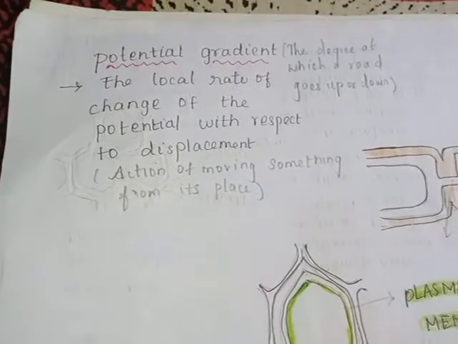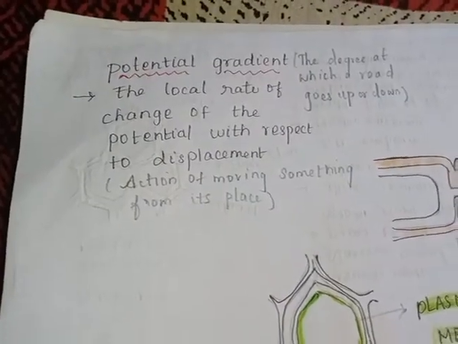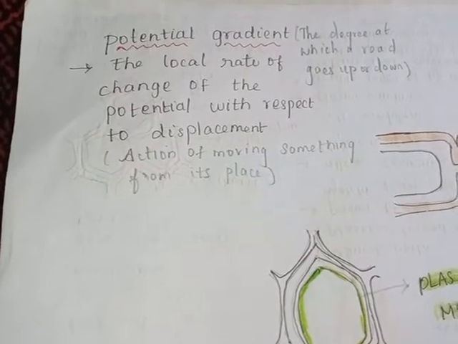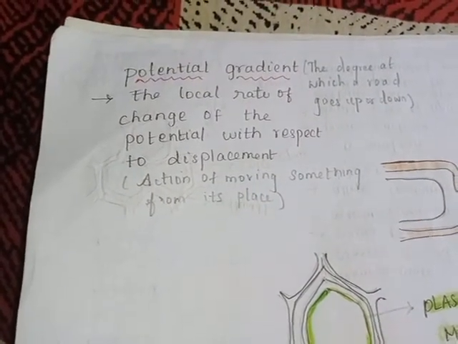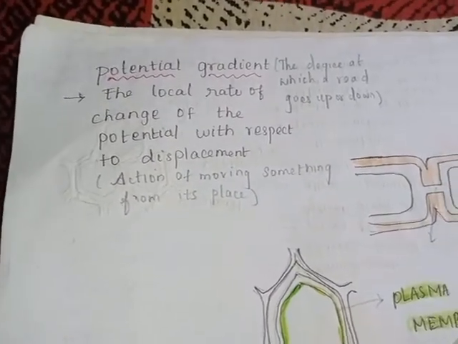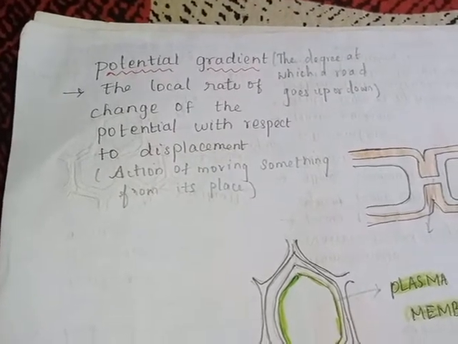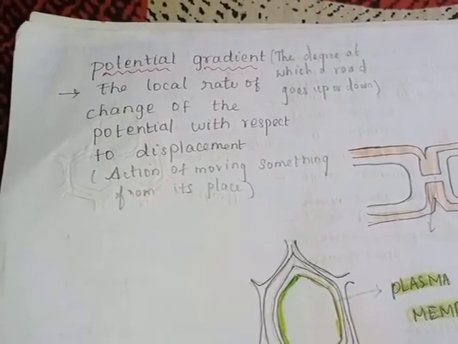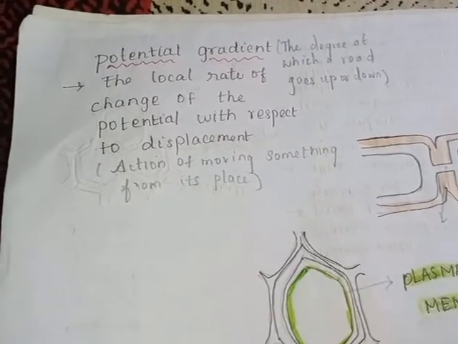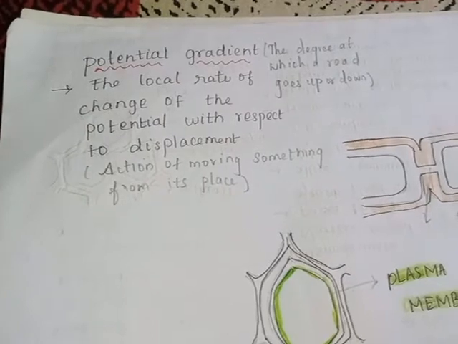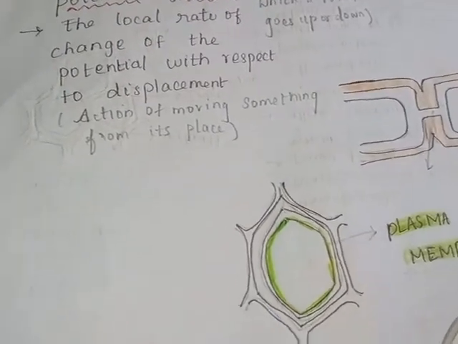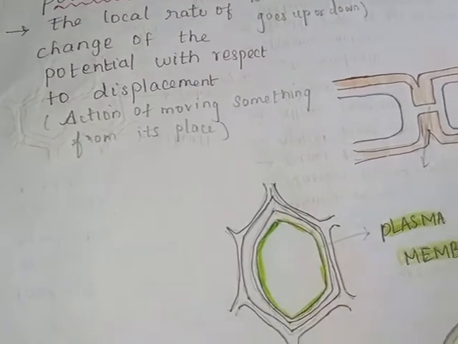The potential gradient is a new word. Think of the degree at which a road goes up or down. Sometimes the road goes upwards, sometimes downwards. So it is the local rate of change of the potential with respect to displacement, the action of moving something from its place. Already we said it will go slowly.